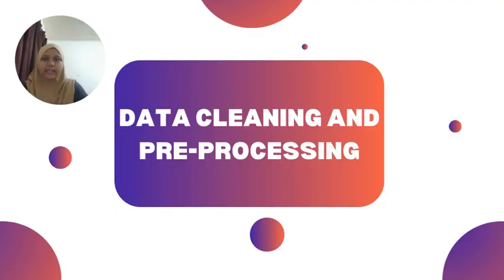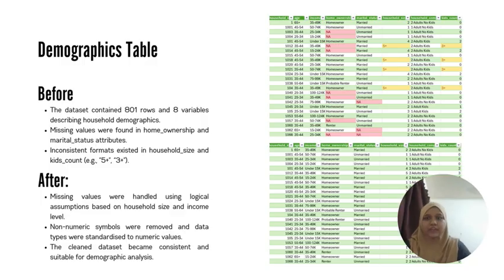Next, before we analyze the data, we perform data cleaning and pre-processing. However, this was only required for two datasets, the demographic and product tables, because both contain missing values and inconsistent formats. For the demographic dataset, missing values were found in marital status and home ownership, and there were non-numeric values such as 5+ and 3+ in household size and kid count. We handled these issues using logical assumptions, and then standardized all values into numeric formats.